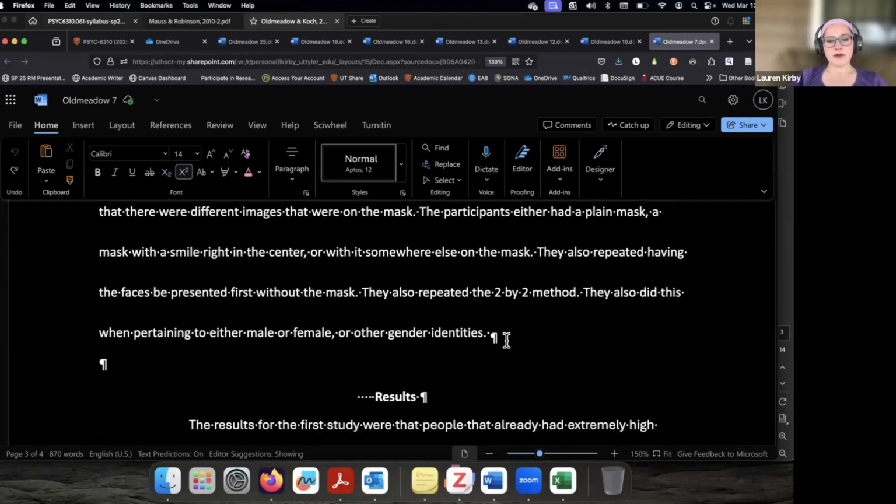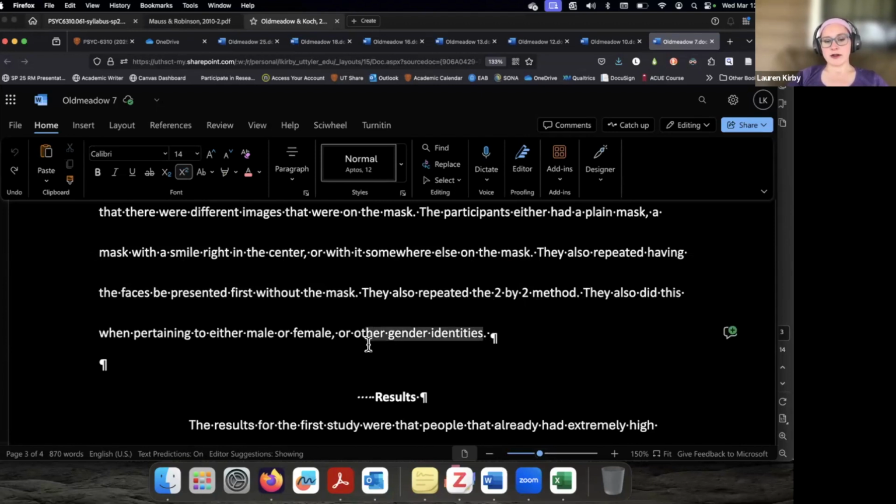They also repeated having the faces presented first without the mask. They repeat. Don't talk about the 2x2 thing. It's also like a 2x4 by blah, blah, blah. It's not just 2x2. That is the levels of variables in an ANOVA. Do you know what that means? You don't know what that means. Your audience doesn't know what that means. Skip it. It's stat stuff.